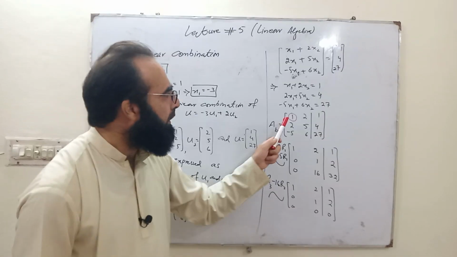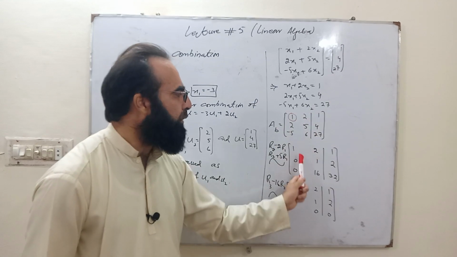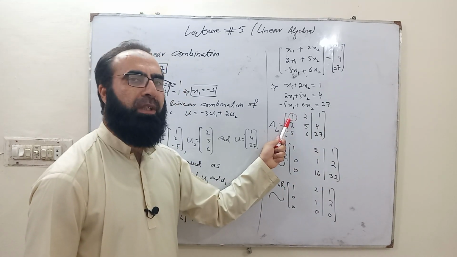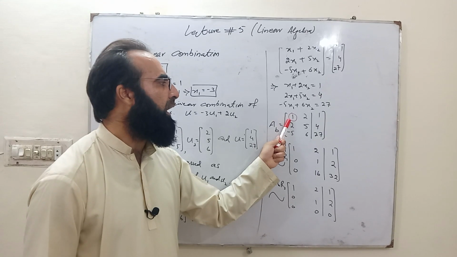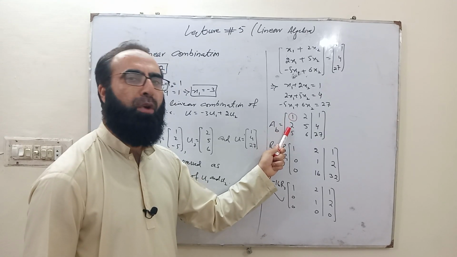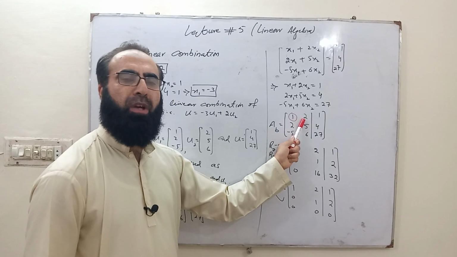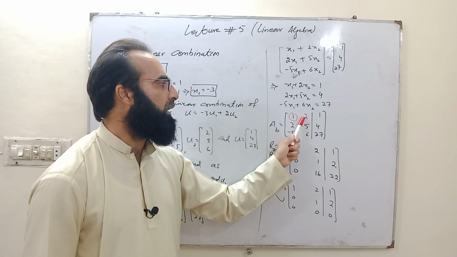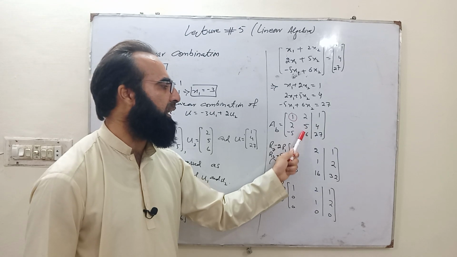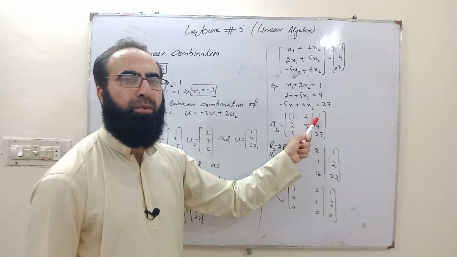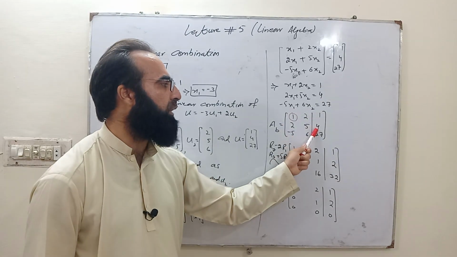Clearly, the first row will remain the same, and 2 times 1 gives us 2, and subtract that 2 from this 2, we will get 2 minus 2 equals 0. 2 times 2 gives us 4, and subtract that 4 from this 5, we will get 5 minus 4 equals 1. 2 times 1 gives us 2, and subtract that 2 from 4, we will get 4 minus 2 equals 2.